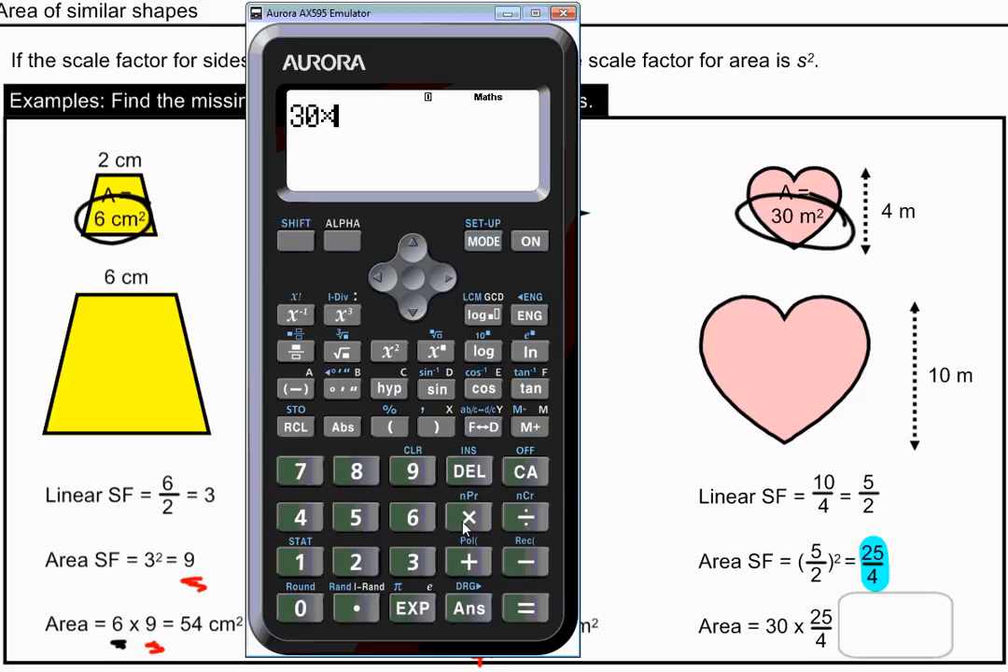30 times 25 over 4, using my SD button, 187.5.